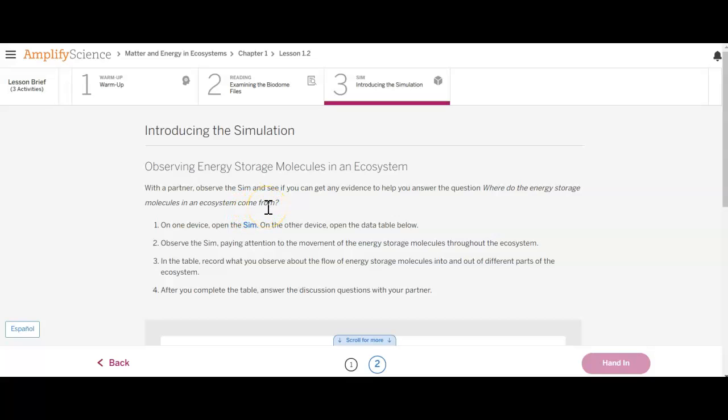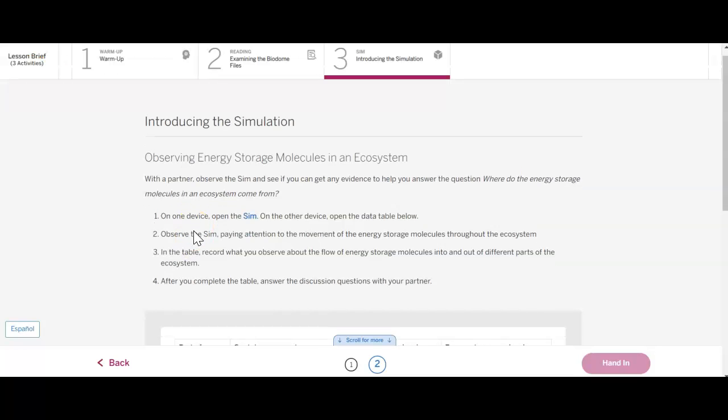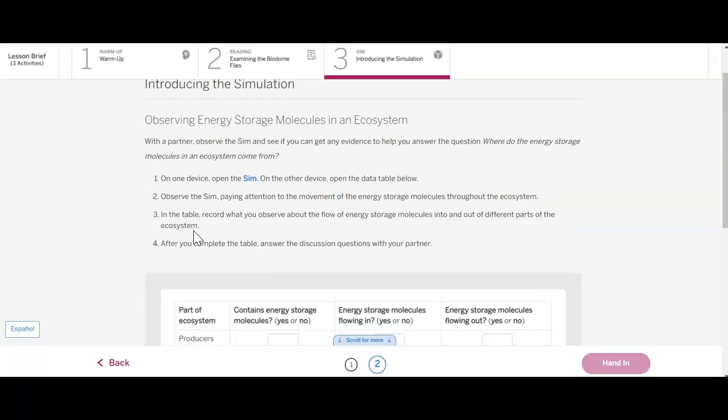Our big question for this chapter is, why are the plants and animals in the biodome not getting enough energy storage molecules? A way for us to figure that out is to determine where those energy storage molecules are coming from. This is going to be a little bit more difficult than if you were with a partner, but it's very doable. So listen carefully.